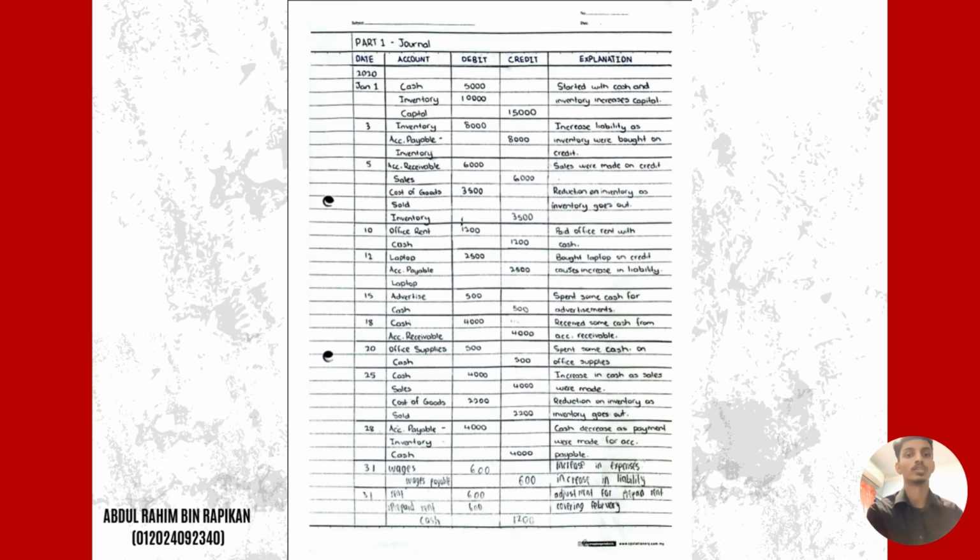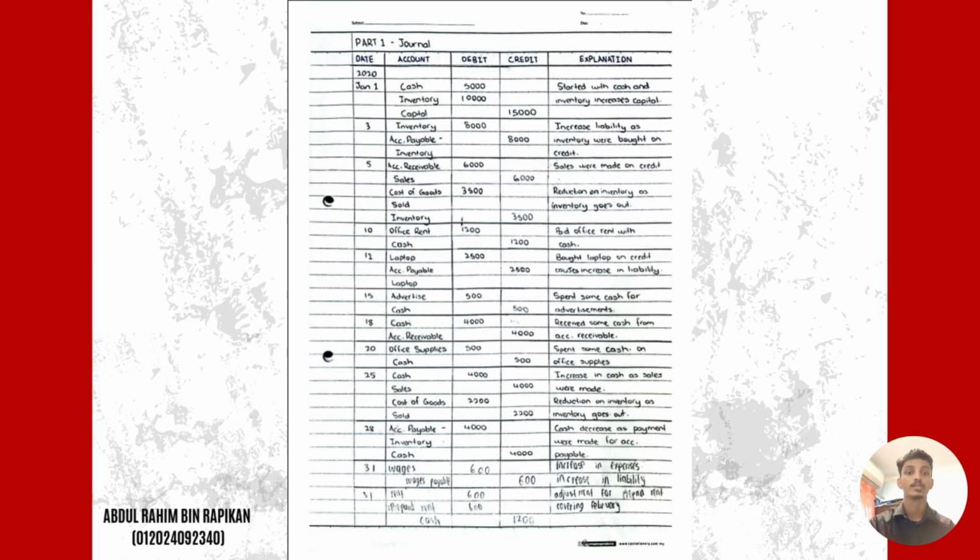Moving on to the 25th of January, the increase in cash as sales were made, so that means they made sales, so cash will increase, amounted 4,000, and the sales also increase, amounted 4,000, and the reduction as inventory goes out because the sales were made, so the cost of goods sold is 2,200. Cost of goods sold was 2,200, and inventory decreases by 2,200.